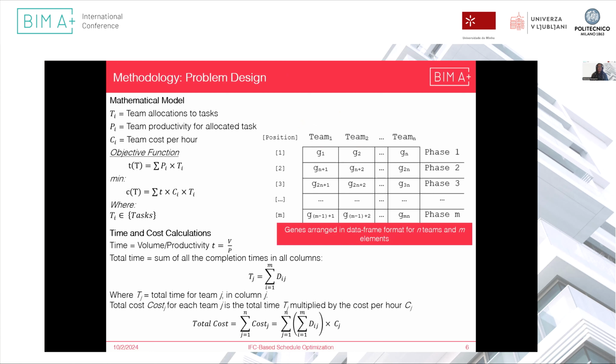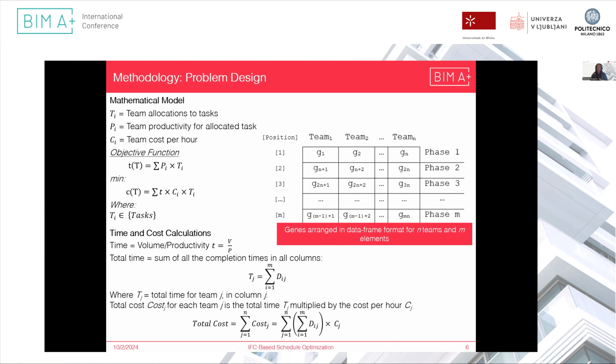How we did this is by the use of a mathematical equation, which is the objective function. So we are trying to minimize cost and time while paying attention to the task order, that is TI. How we did this was by envisioning the chromosome that the NSGA2 will create in terms of a data frame. So here we have a data frame, which is a matrix-like structure, where the columns are the teams and the rows are the elements. Okay, so each element denotes a row. Each row also denotes a phase, which I will explain later. But by arranging it this way, we are also able to calculate cost and time.